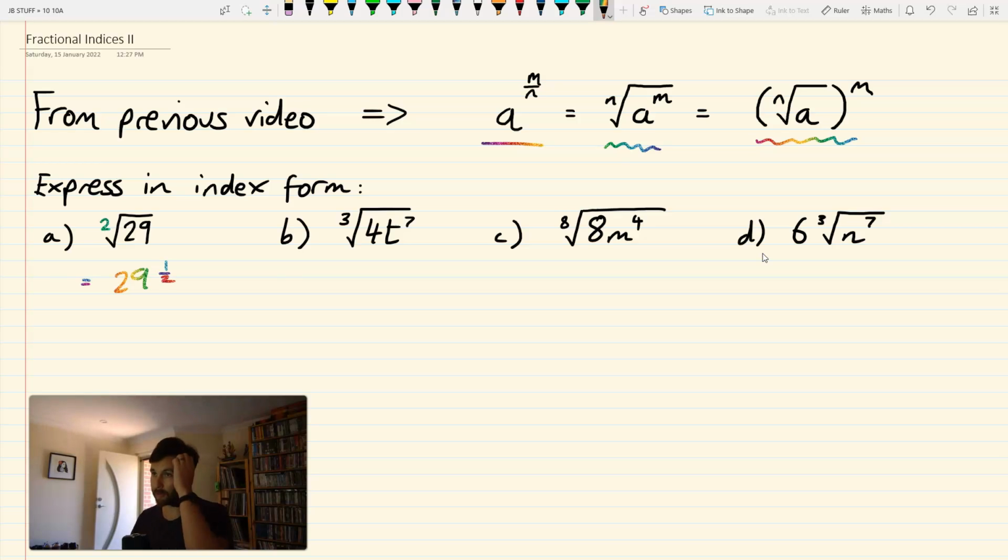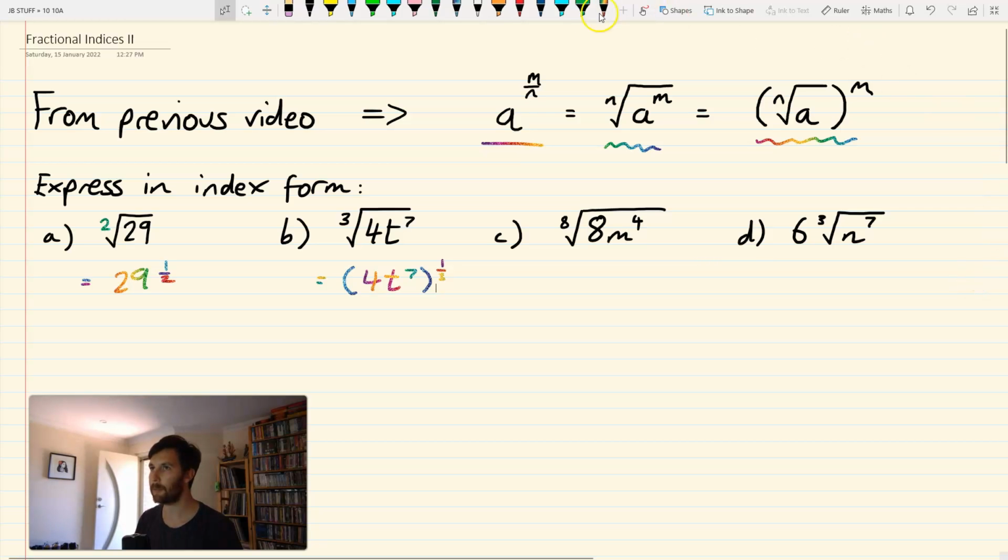Next one, we've got the cube root of 4t to the power 7. For this one, we're finding the cube root of the whole thing. If we think about that in terms of some of the index laws that we've done previously, what we've really got there is 4t^7 to the power 1/3, because cube root is the same as finding something to the power 1/3.